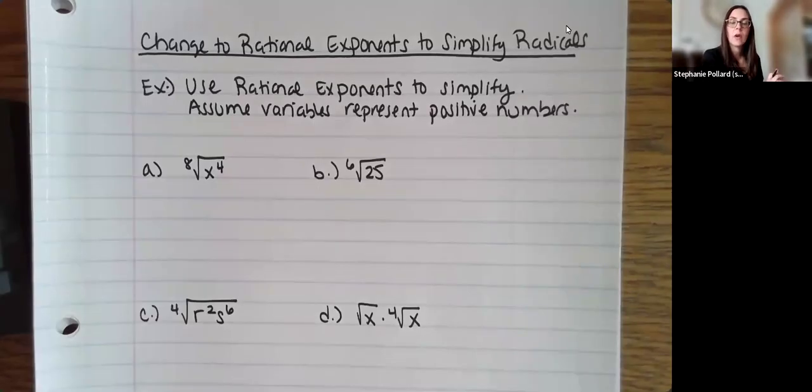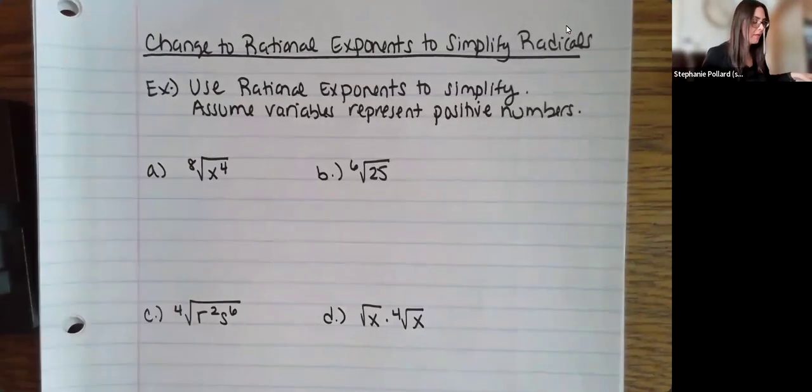In this video, we're going to use rational exponents to help us simplify radical problems. Sometimes it is easier to go from the radical form back to the rational in order to simplify. And I'll show you how to do that in the following examples.